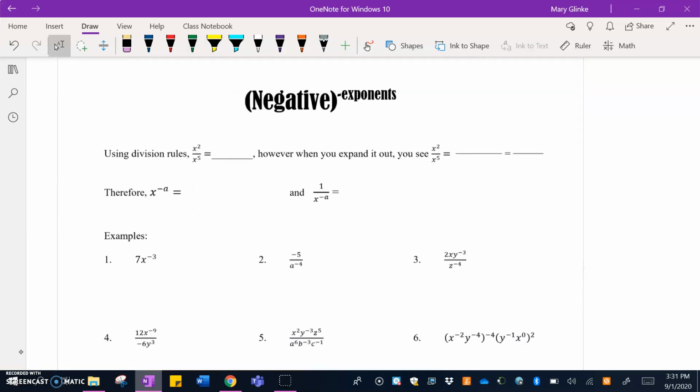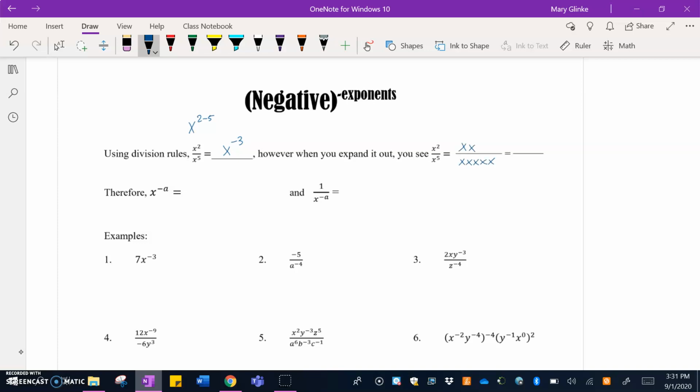We're going to deal with negative exponents. So sometimes when you use your division rules, subtracting, it's x to the 2 minus 5, you get x to the negative third. So sometimes using your division rules, you get negative exponents, but we can't have negative exponents. So we need a different way to write it.